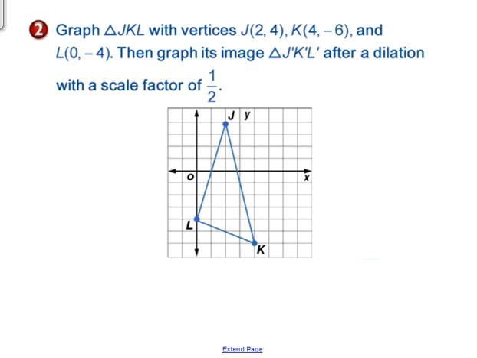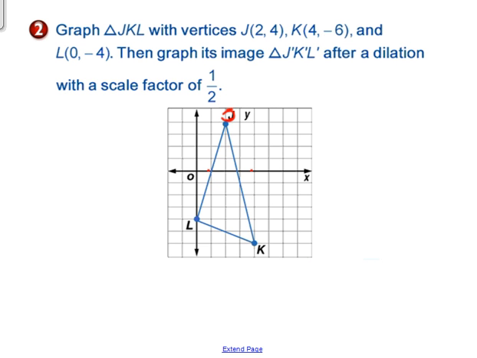Graph triangle JKL with vertices at 2, negative 4. I'm sorry, 2, positive 4. So this is J at 2, 4. K is at 4, 6. 1, 2, 3, 4.